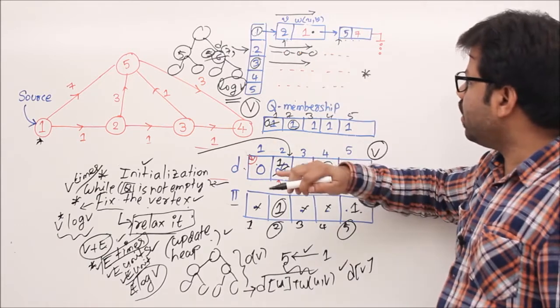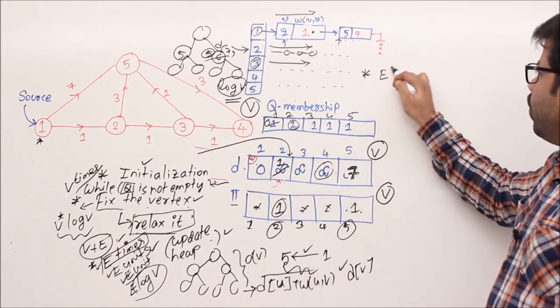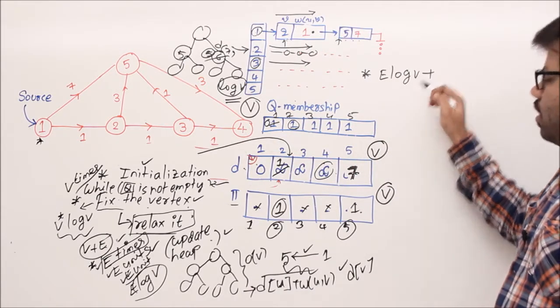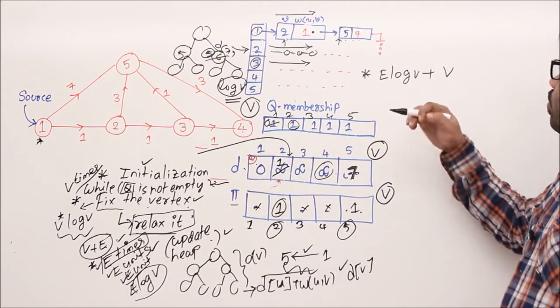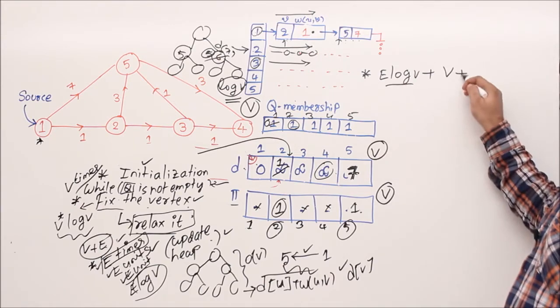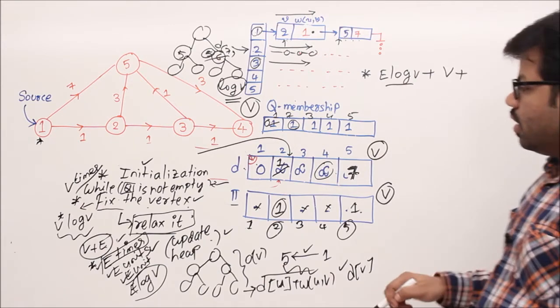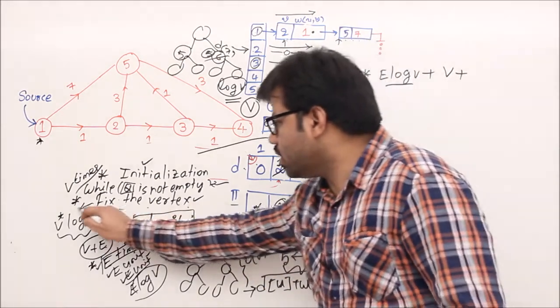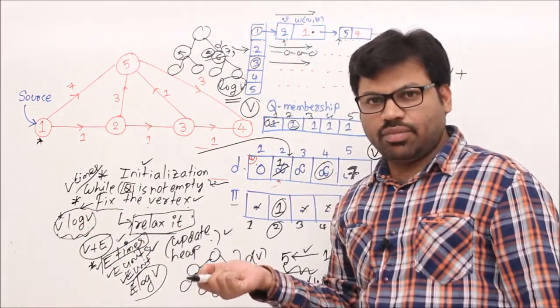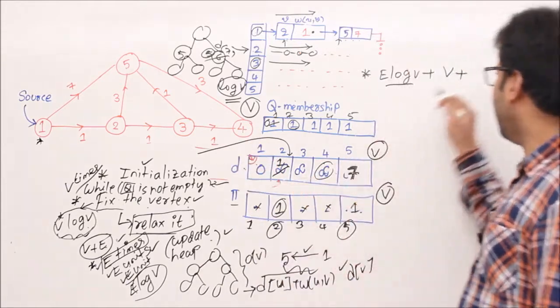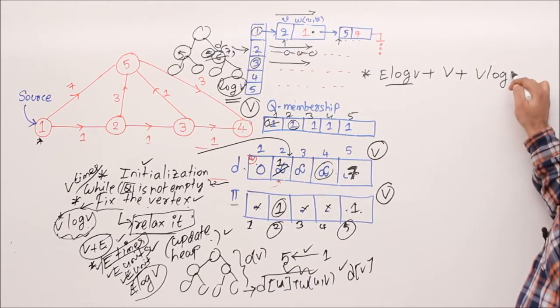What are the major things we did? One is E log V. When you have E log V, we don't need to take E, correct? So it doesn't matter. Plus we have V, correct? So E log V plus anything else. Here we deleted. Do you remember this one? This is also a very big thing. V times we deleted a vertex from the heap. At that time we took V log V, correct? These are the important things, right?